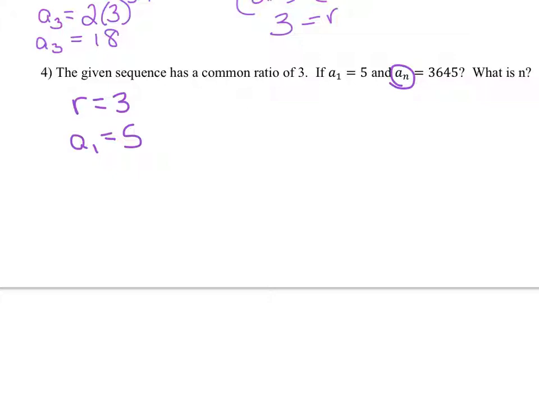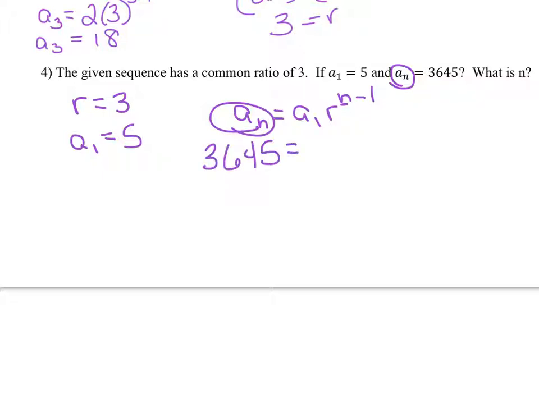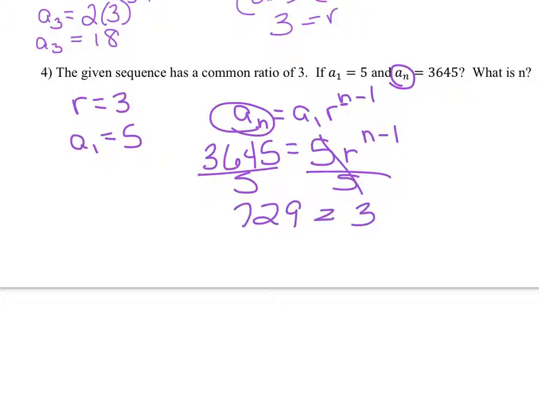So when I use my formula, A sub n equals A sub 1 times r to the n minus 1 power, I'm going to replace A sub n with this, but I'm not going to have an n for an exponent. So remember what we do when we solve for exponents. That's right, big guys. Okay, so divide by 5, and I get 729 equals 3 to the n minus 1 power.